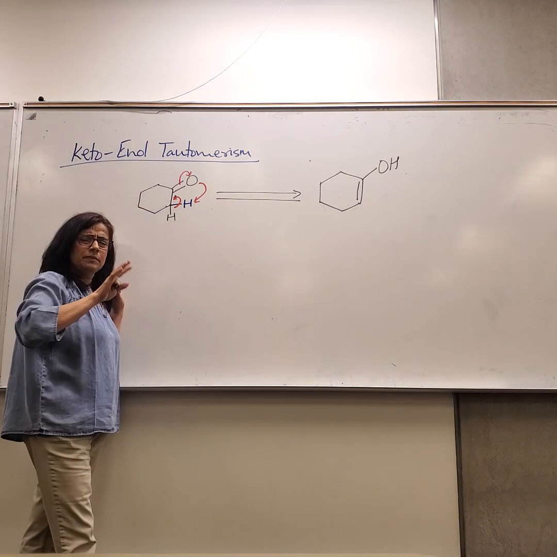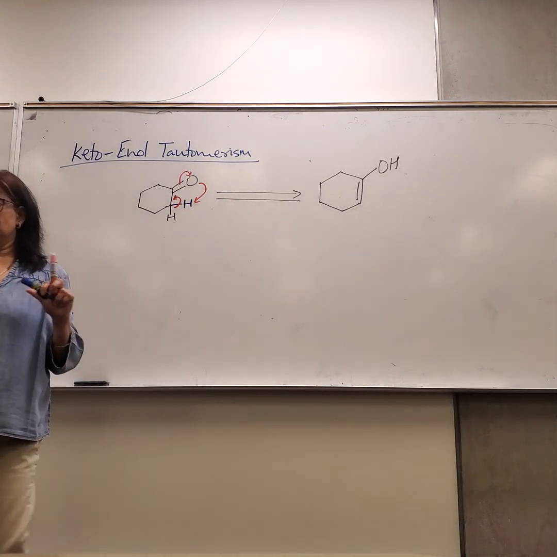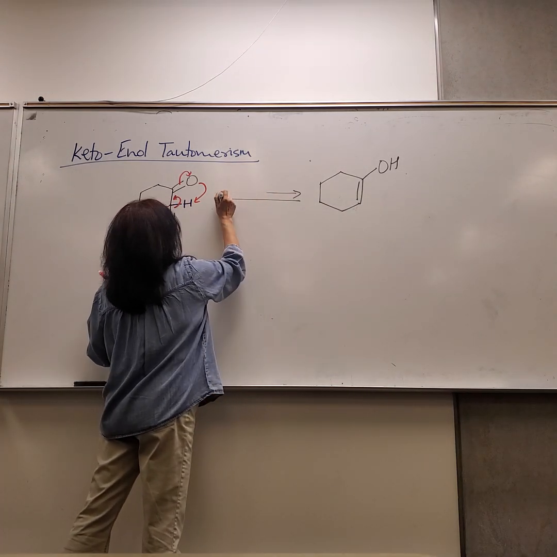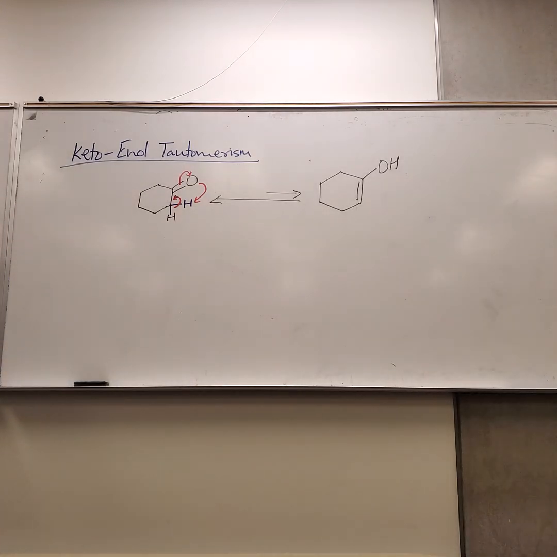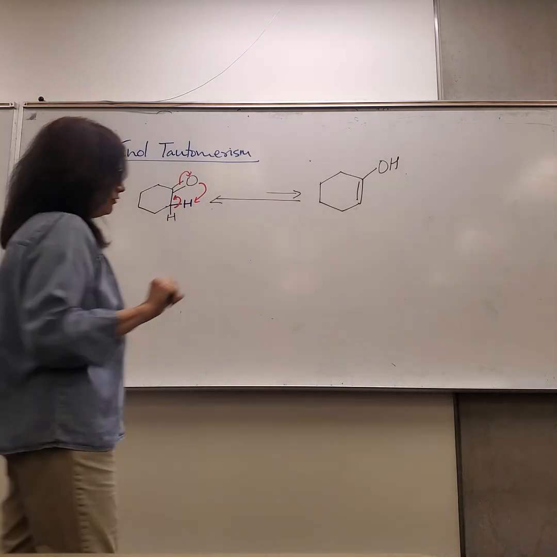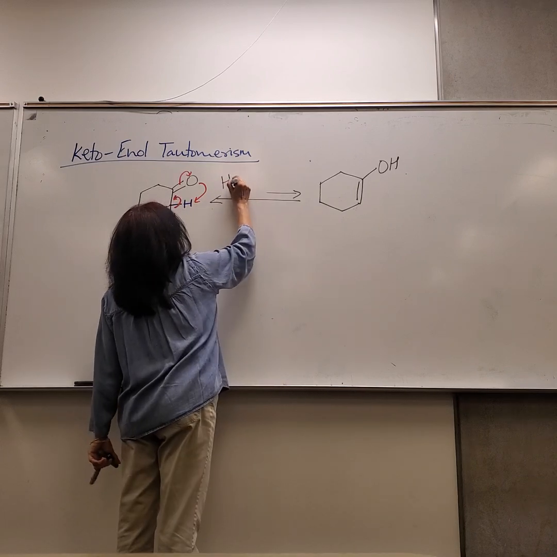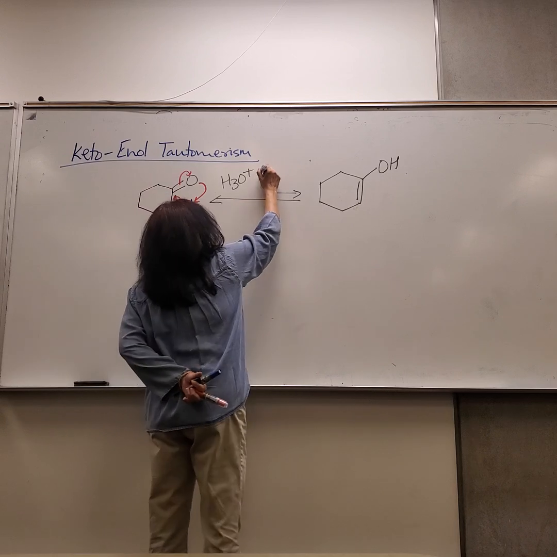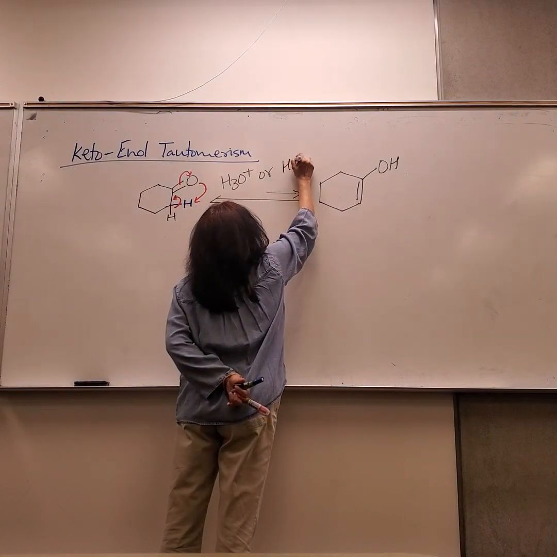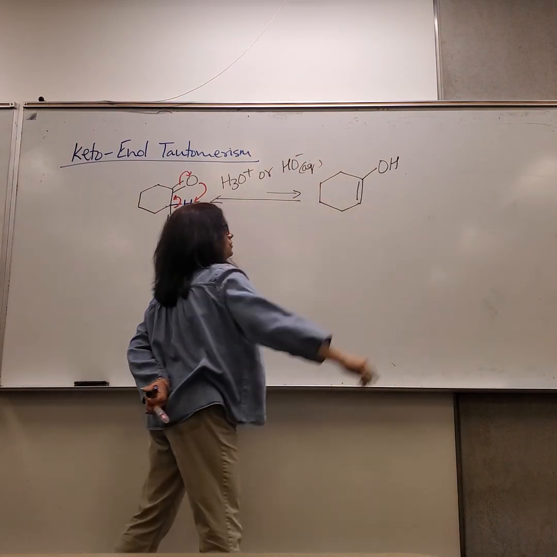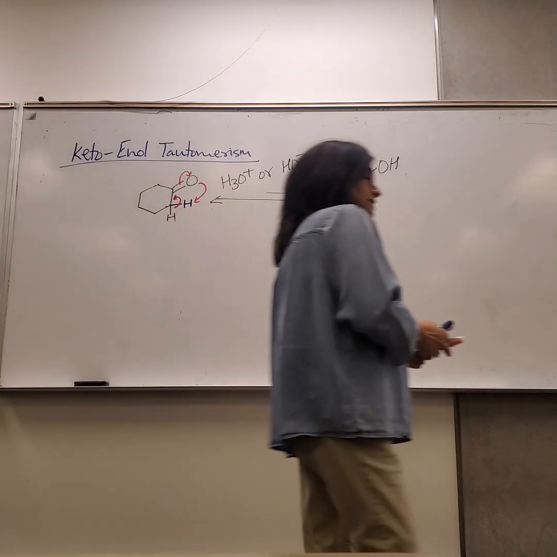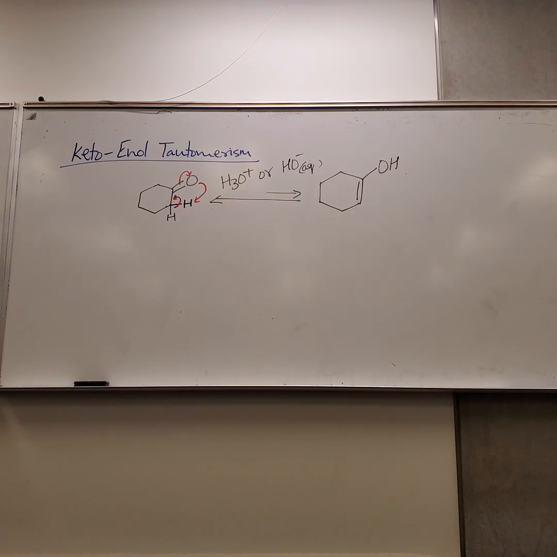Does anybody remember, typically speaking, which form is more stable? The keto form is typically more stable compared to the enol form. So at equilibrium, the keto form is the major form and the enol form is the minor form. This tautomerism can happen in the presence of a dilute acid or a dilute base. So let's write a mechanism for both of those to understand how the keto-enol tautomerism is happening.